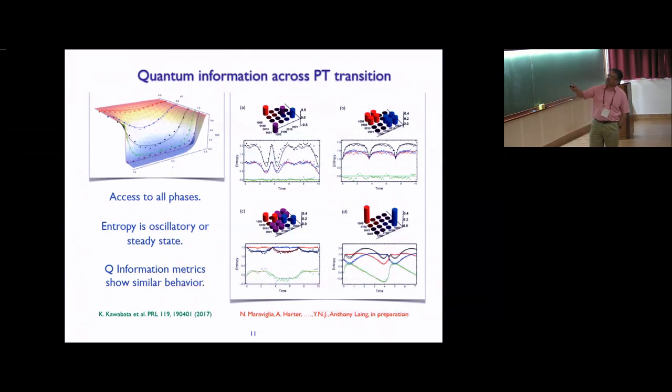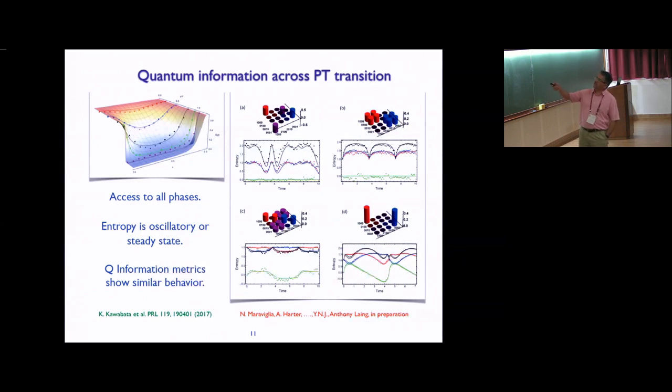Well, when you are in the PT symmetric phase, the entropy is not constant, it becomes oscillatory. Okay? And this is something that has also been observed in a theory paper last year, by Ueda's group with Kawabata and others, basically. And I think there was a poster regarding it at the Biohanif conference, actually, I recall.